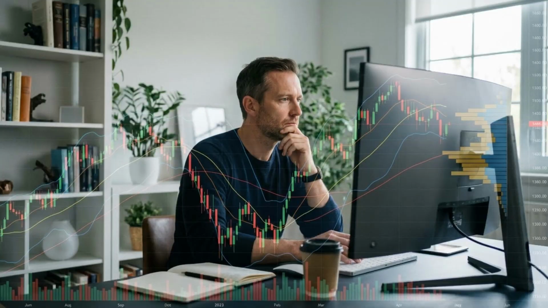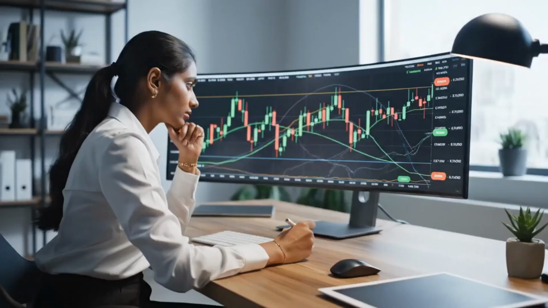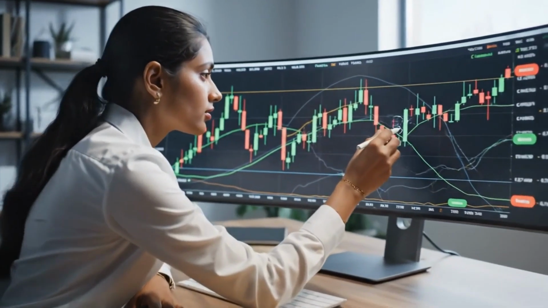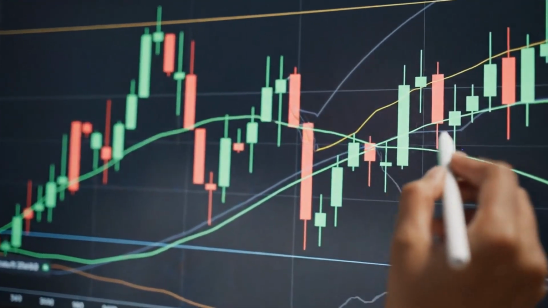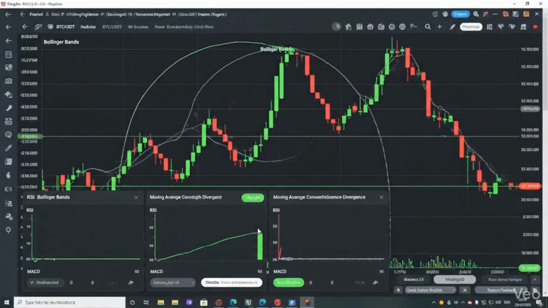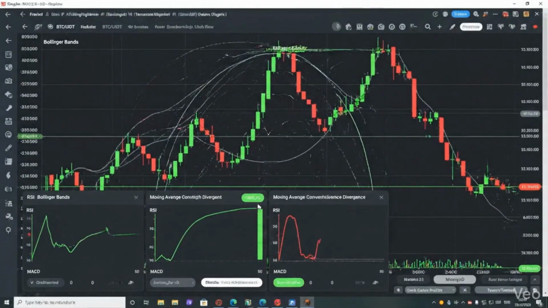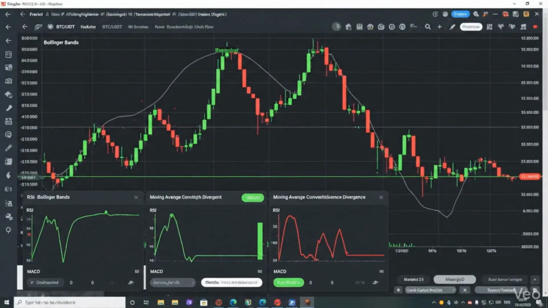So now the question is, why do traders use indicators at all? Indicators exist to help us read price more clearly. They help answer questions like, is the market trending or ranging? Is momentum strong or weak? Is price overextended? Is volume increasing or decreasing?